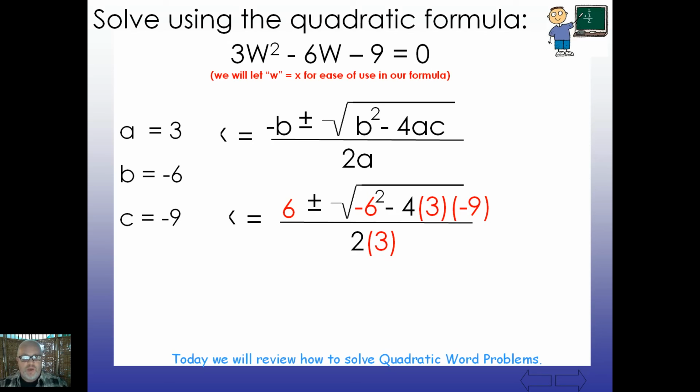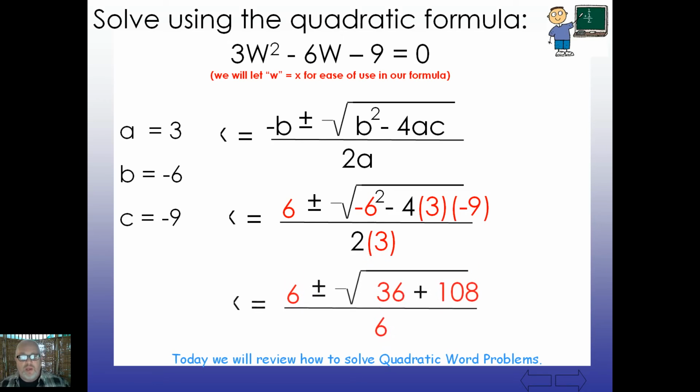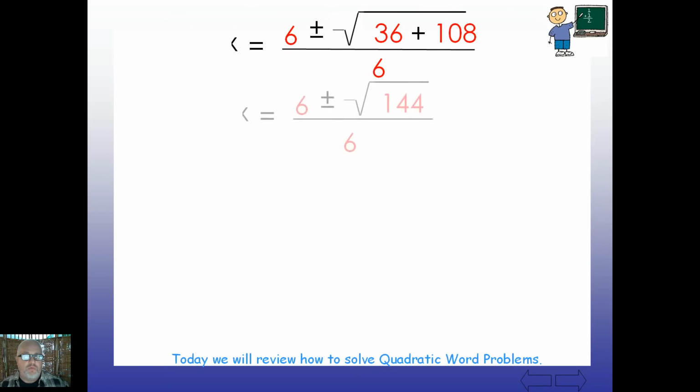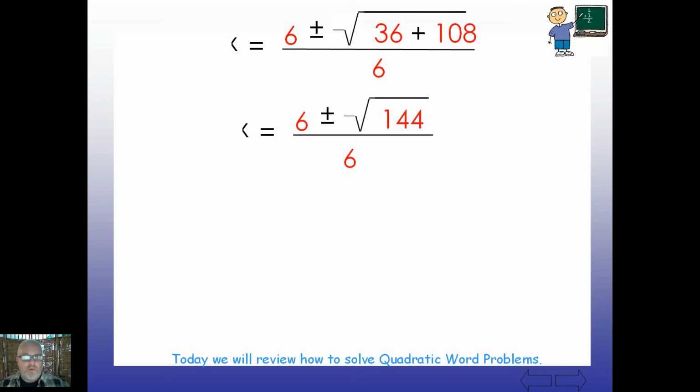You've got 6 plus or minus the square root of negative 6 squared minus 4 times 3 times negative 9, all over 2 times 3. Remember, in that radical sign, after you square the negative 6, multiply backwards, and you end up with 36 plus 108 inside the radical sign there. All right, let's go ahead and clean that one up. 36 plus 108, what do you get? Did you get 144? And we know the square root of 144 is 12, so that's going to be a nice friendly number again.